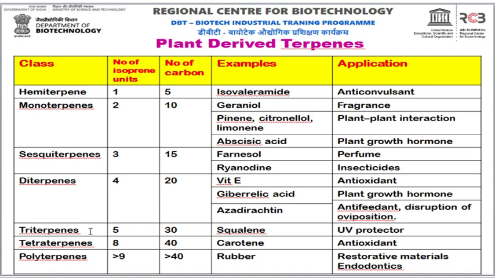Okay, next is triterpene. The example is squalene. So this triterpene, again I'm telling you, has 5 isoprene units, and this squalene is employed as a UV protector. And tetraterpene, the example is carotene, and polyterpene, the example is rubber.